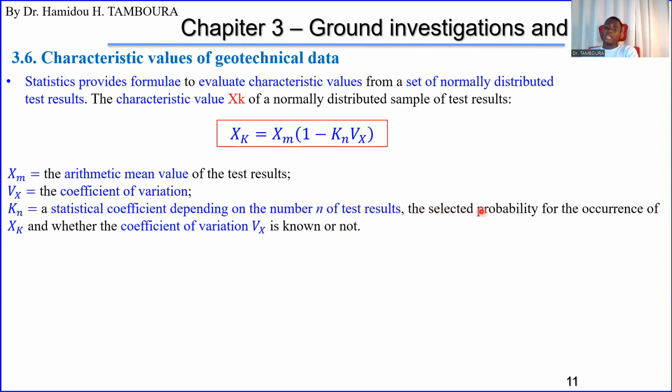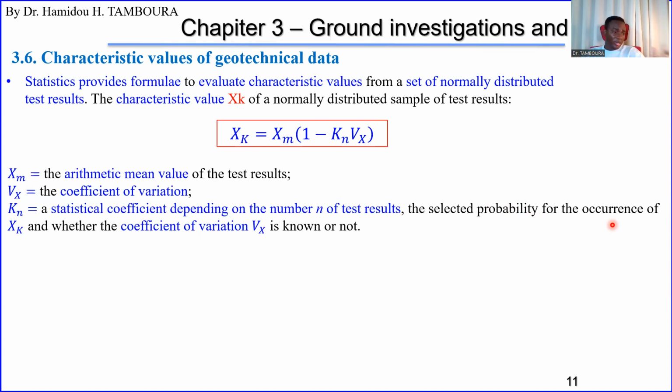It will depend on the selected probability for the occurrence of the characteristic value, okay? For example, suppose that you have 4 values of internal friction angle and the characteristic value you choose, okay? So it will depend on the probability of the occurrence of that value. Because the soil is not uniform, what is the probability that this value will be obtained during the actual construction on the soil?